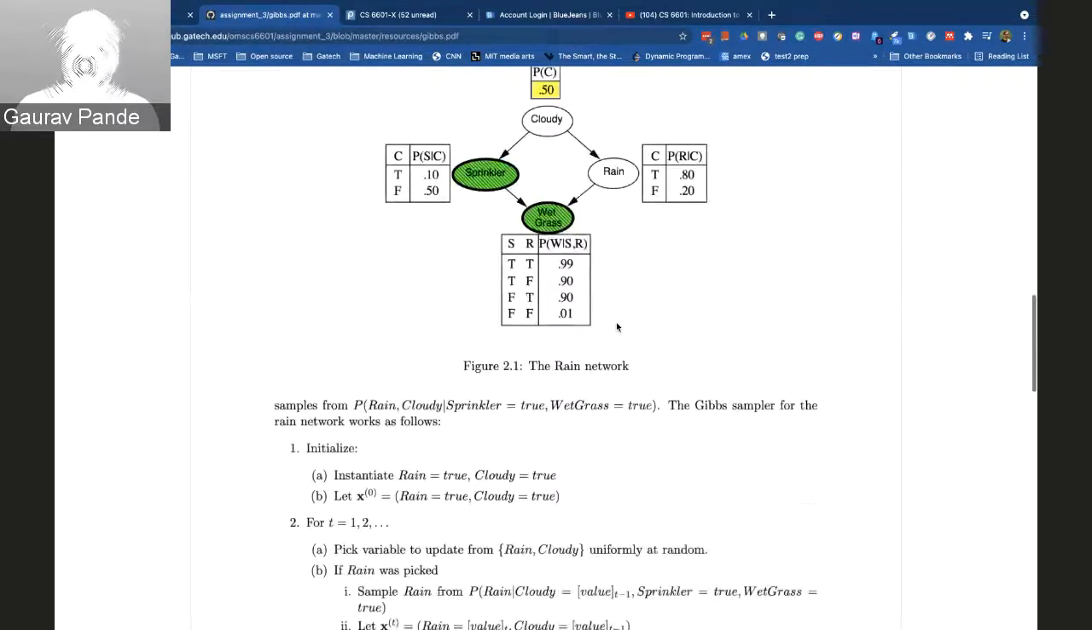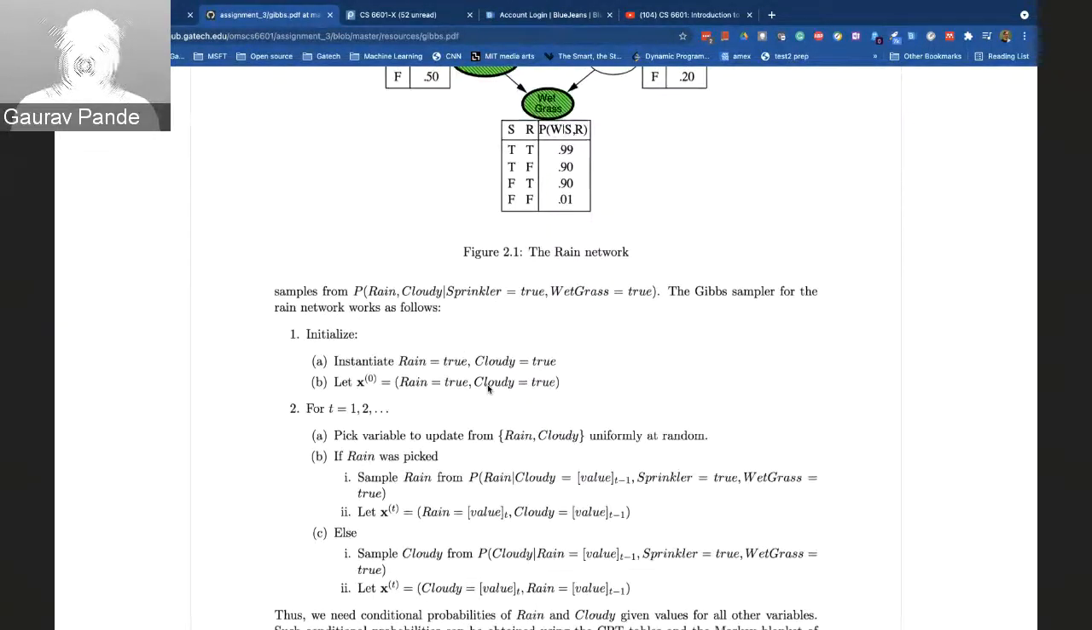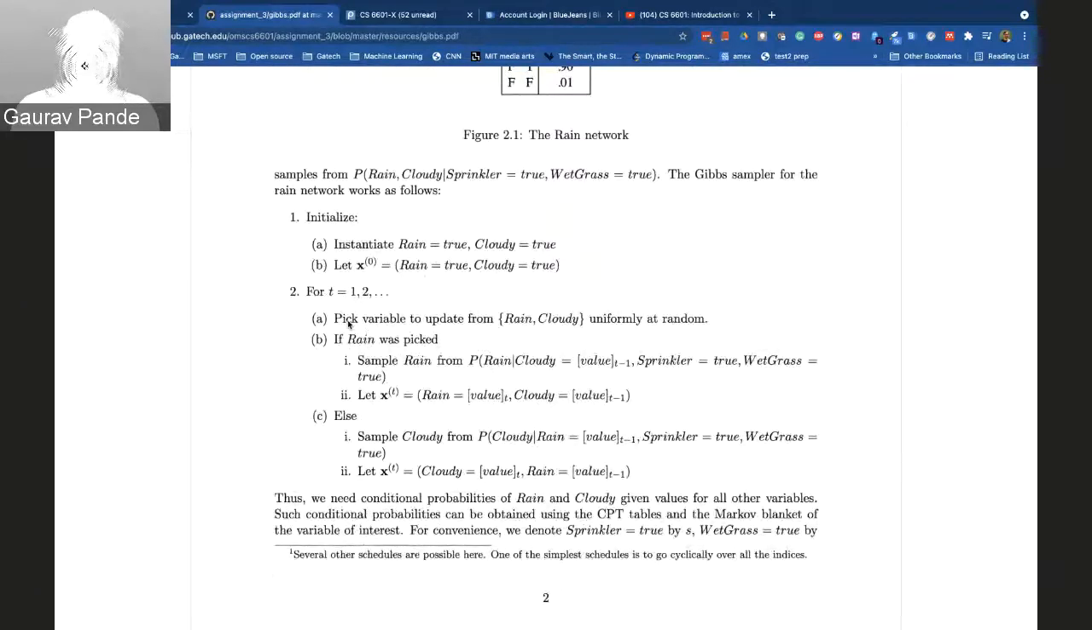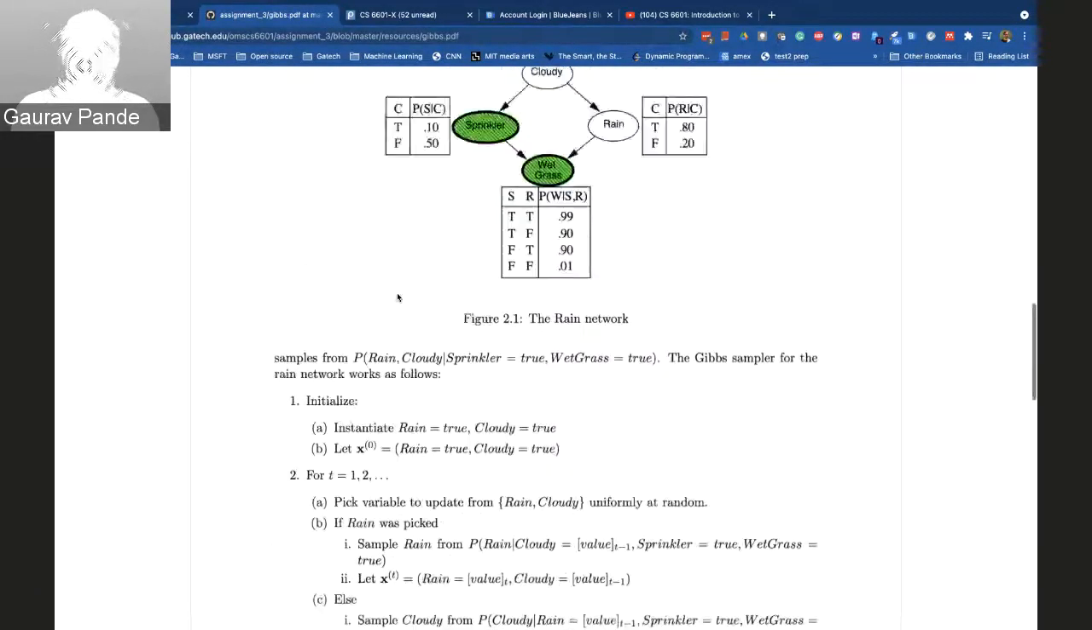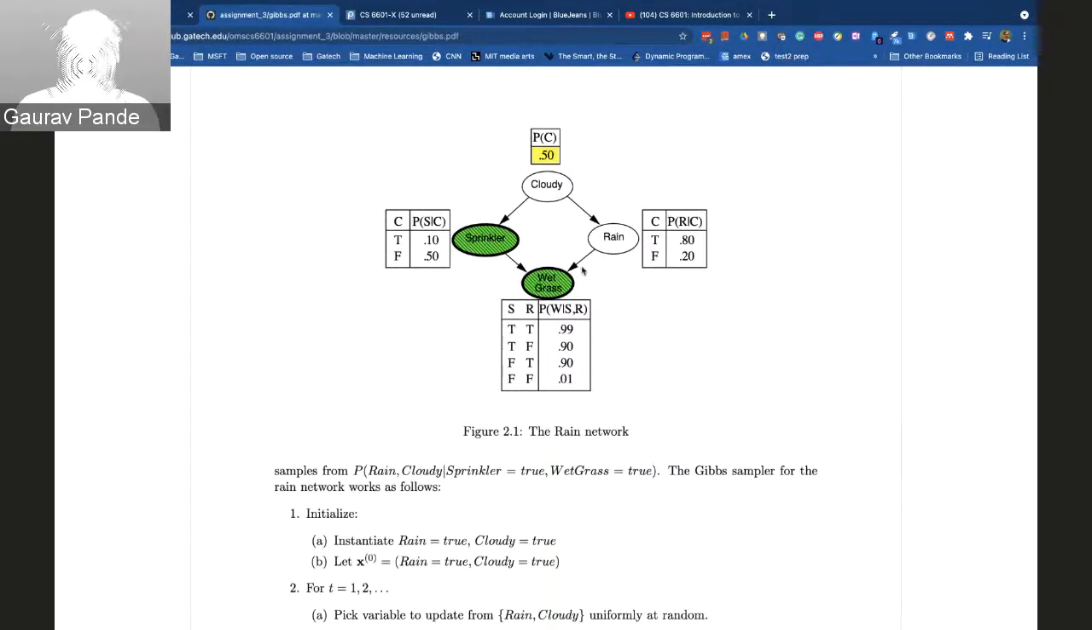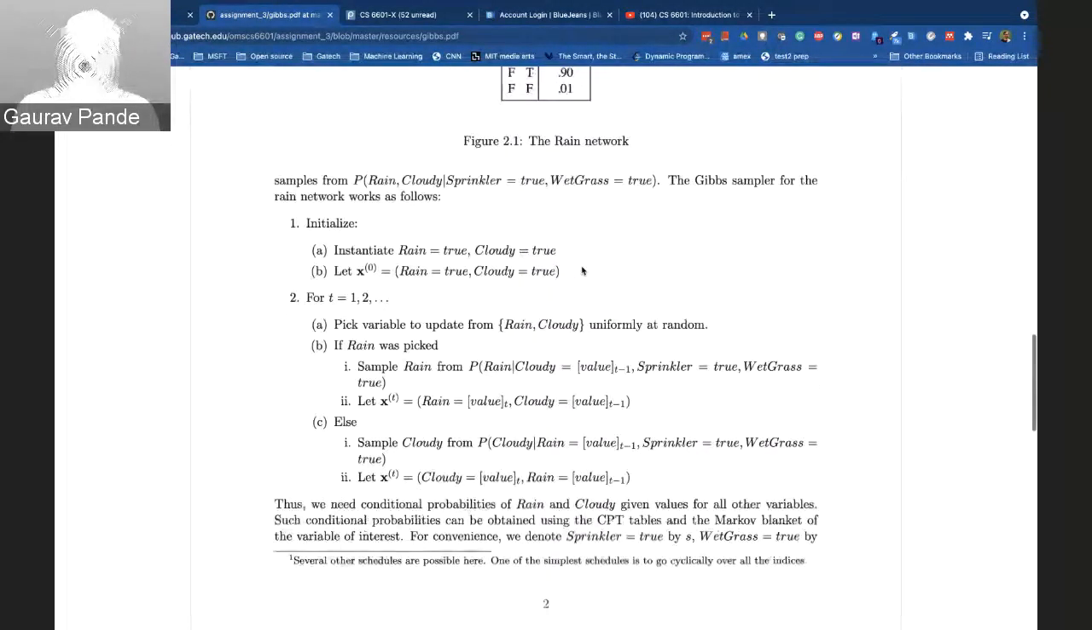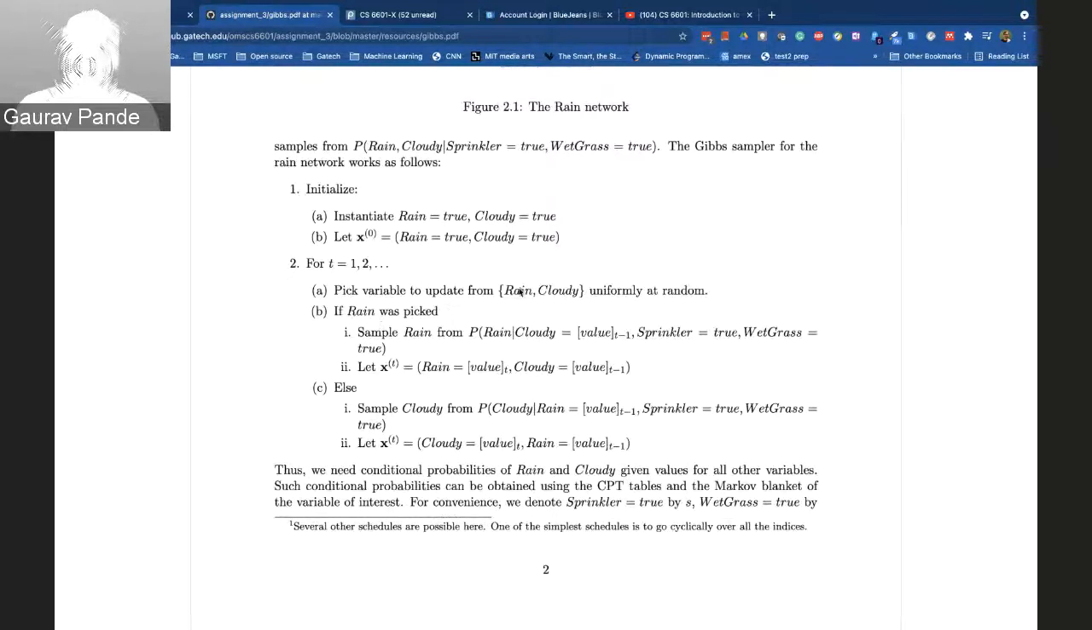So you start with some initial point, and then you basically do iterations, and you update the values of the non-evidence variable that you have to calculate. And how do you calculate it? You pick randomly one of the non-evidence variables here. Let's say you pick rain. If you pick the rain, then you sample basically rain.